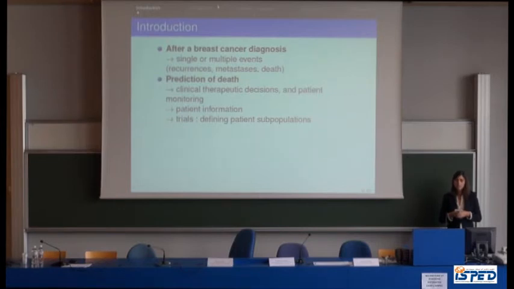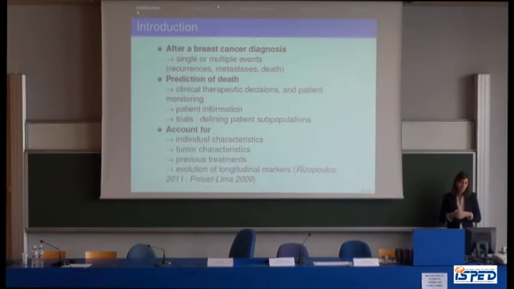The prediction can also help the clinician in order to monitor the patient. So sometimes when the prognosis is bad, we can imagine to follow more frequently the patient. The prediction also can help the patient, in order to inform the patient of his future prognosis. And sometimes prediction can be used also in the trials, in the definition of subpopulations in clinical trials.